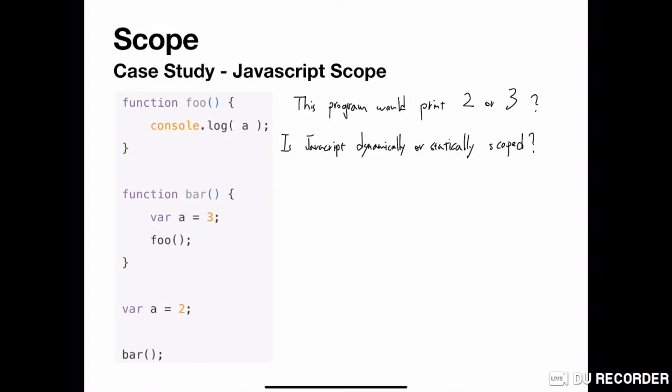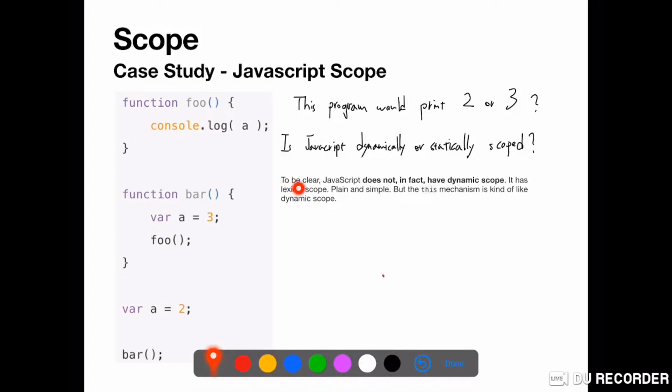To be clear, JavaScript does not in fact have dynamic scope. It has lexical scope. But if you wrote the older JavaScript in the older React syntax, a lot of time you find that you have to wrap the self reference. That's because the way JavaScript resolves this variable is more interesting. It resolves this more like a dynamic mechanism. But JavaScript in general, it's still a static scoping language.